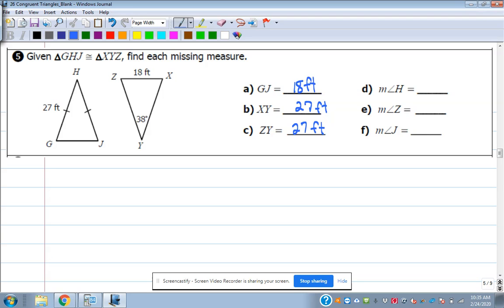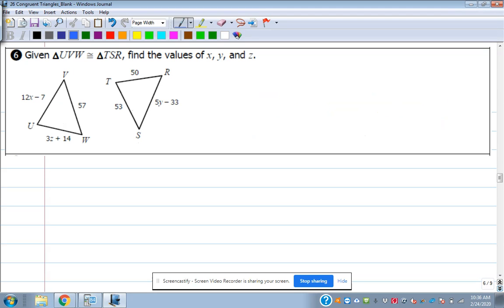Let's get to those angles. Angle H? 38. Angle Z? Because you know that one and they have to be the same, so you can subtract 38 from 180, and you get a lot bigger number there. 71 degrees. And then angle J would also be 71 degrees, because the base angles on an isosceles triangle are congruent to one another.